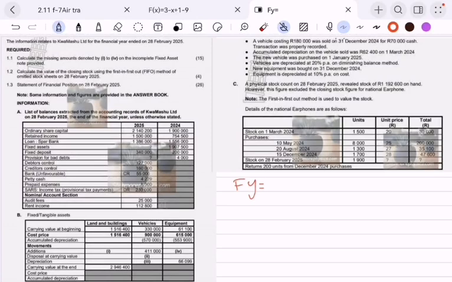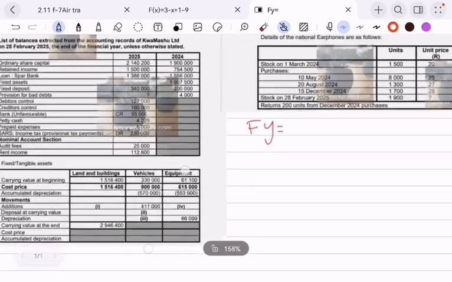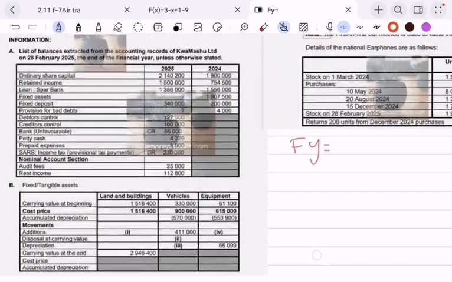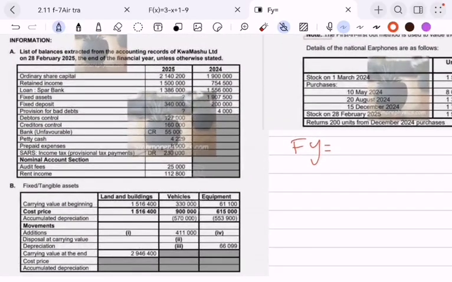1.1, it says to us, calculate the missing amounts denoted from I to IV, which is our Roman figure 1 until our Roman figure 3 on the incomplete fixed asset note provided. Fixed assets, we obviously know that fixed assets are assets which we can keep to ourselves for more than 12 months.